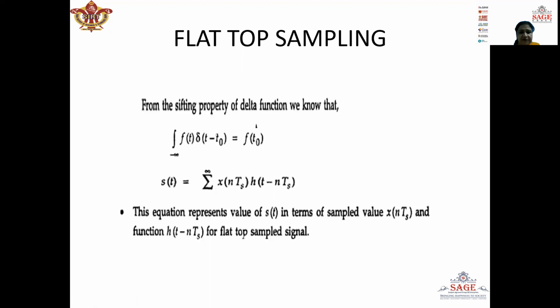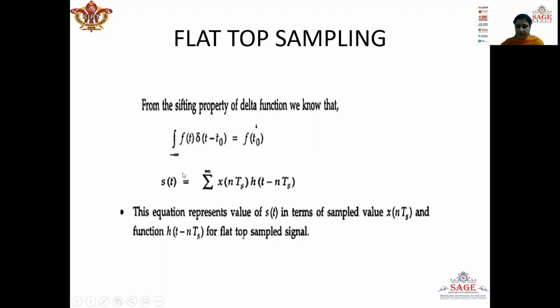Now we already know the shifting property of the delta function, according to which if we take the integration of any time-dependent signal with the shifted impulse signal, we will get the value of the signal which is defined at the point where this impulse function is located. Since this impulse function is located at t equal to t naught, we will get f(t naught), where t naught is the point where this impulse function is located.